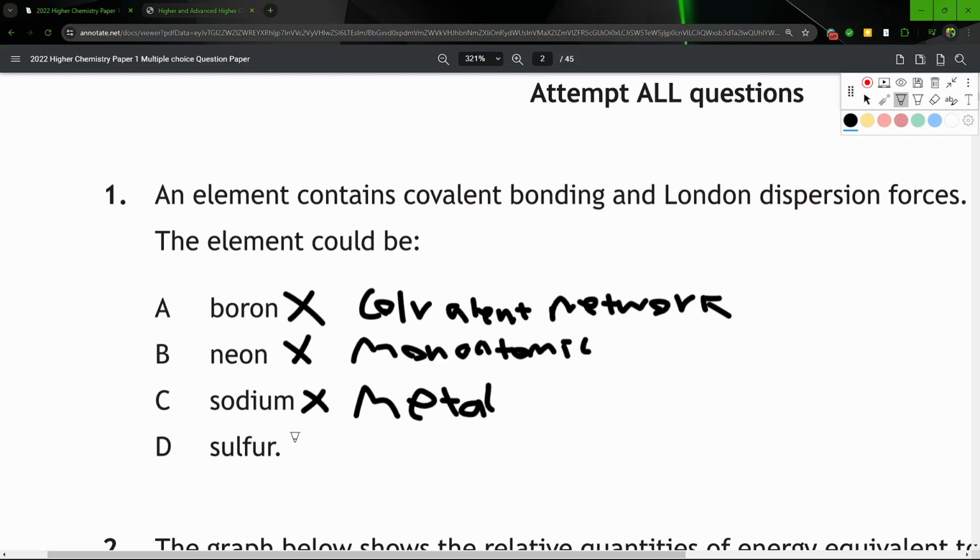So at least it has to be sulfur, which maybe doesn't click in your head as covalent, but sulfur is actually special. It forms S8 molecules, so it's not diatomic. It forms this molecule of 8 sulfur atoms, which has covalent bonding. All the sulfur atoms are bonded like a ring, but these rings also connect to other ones via LDF. So yes, it would be D.